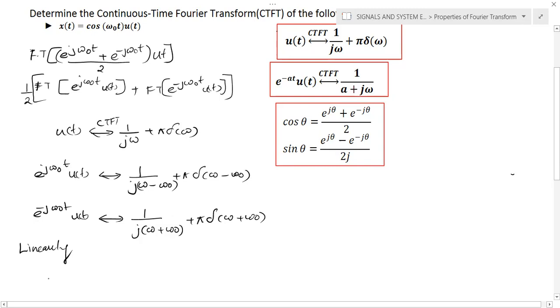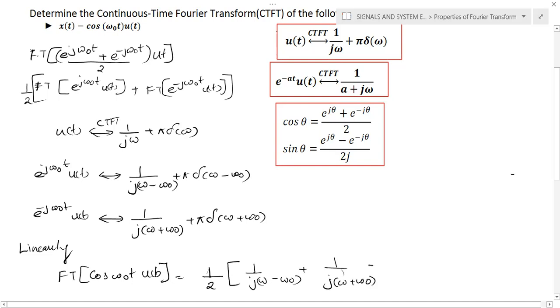Now we can combine the result by applying the linearity property. So the Fourier transform of the signal cos omega 0 t into u of t can be written as 1 by 2 into 1 by j(omega minus omega 0). Next term, it's 1 by j(omega plus omega 0) plus pi into del of omega minus omega 0 plus pi into del of omega plus omega 0.